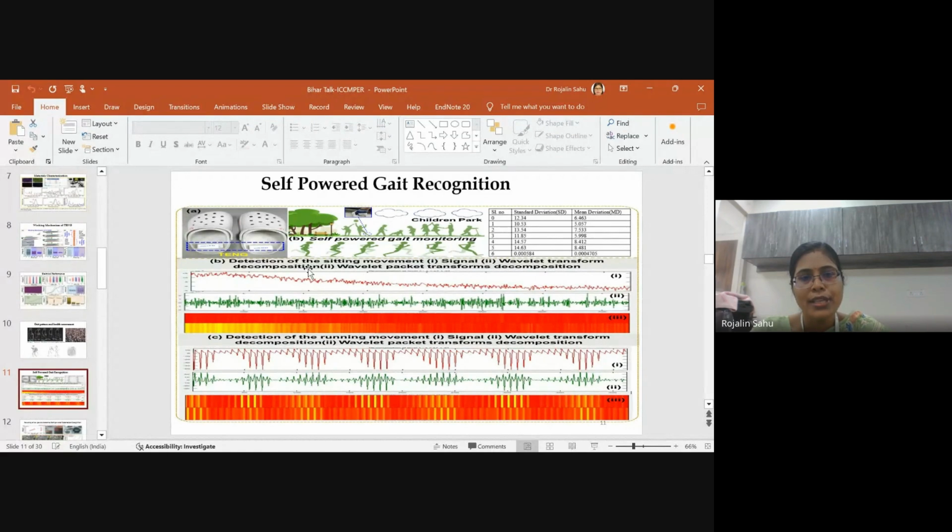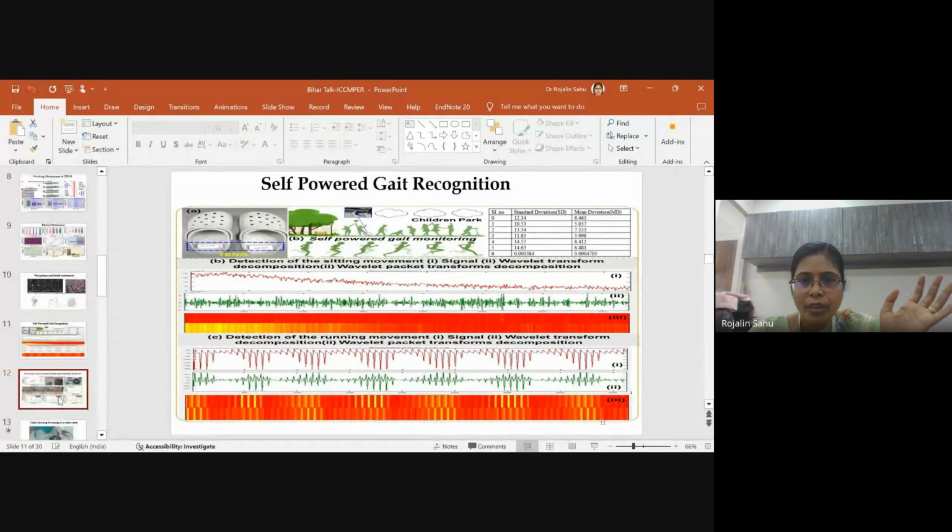So this way, this device can be used to understand the gait pattern, and we can use it for health monitoring, as well as when the kids are playing, if we are observing, then we can also know whether they will fall down or they are playing properly.